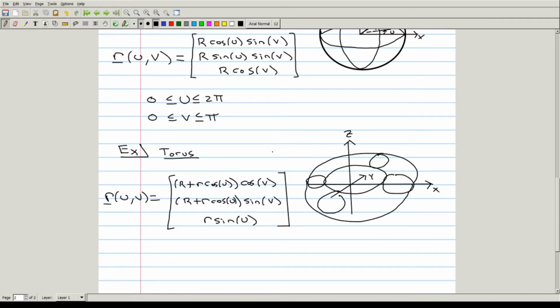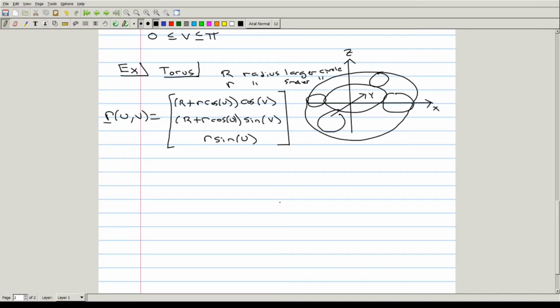Here, capital R is the radius of the larger circle, and smaller lowercase r is the radius of the smaller circle.